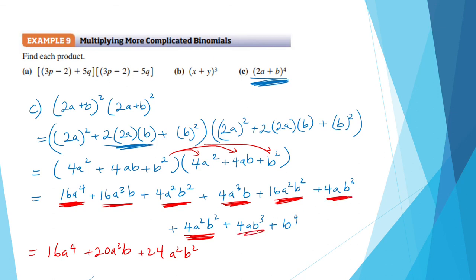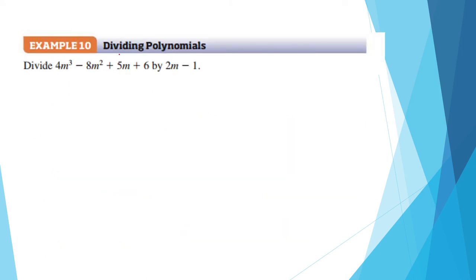4ab cubed can be added with 4ab cubed. That gives us 8ab cubed. And finally we have a b to the 4th, so we'll have b to the 4th here. Example 10, we're going to divide these polynomials. We're going to use long division.